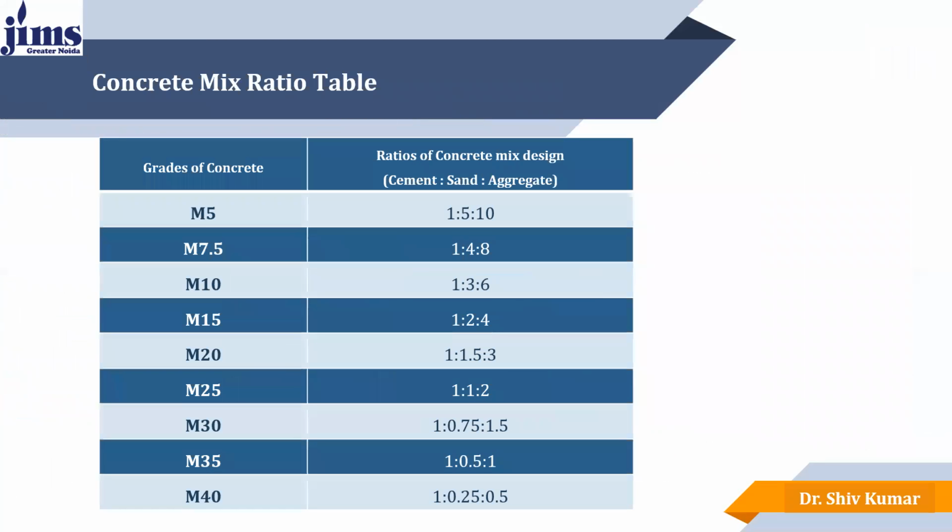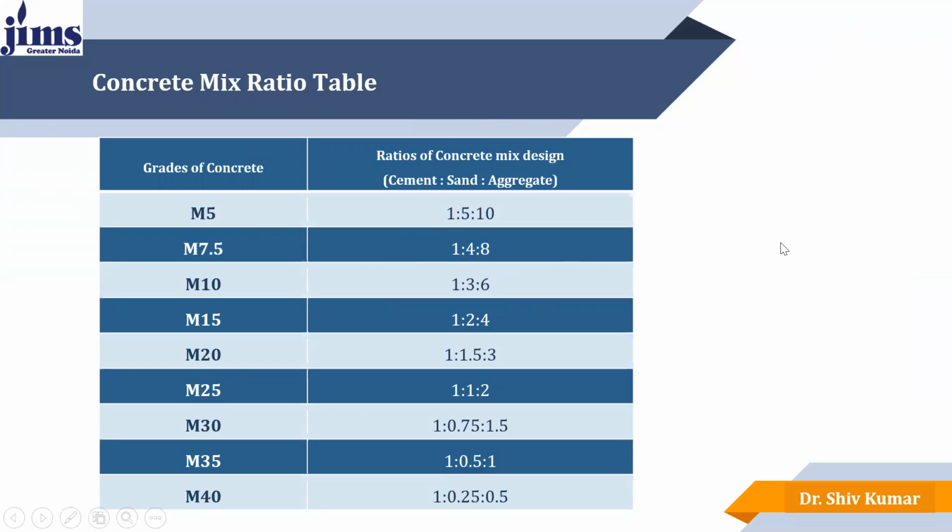Now come to the concrete mix ratio. Here on the left side, we have mentioned the grades of concrete like M5, M7.5, M10, M15, M20, M25, M30, M35, and M40. So here we have taken some grades and their mix design, meaning the ratio of the concrete mix design. In what ratio we have added the constituents, cement, sand, and aggregates, and the ratio is, for example, M5.